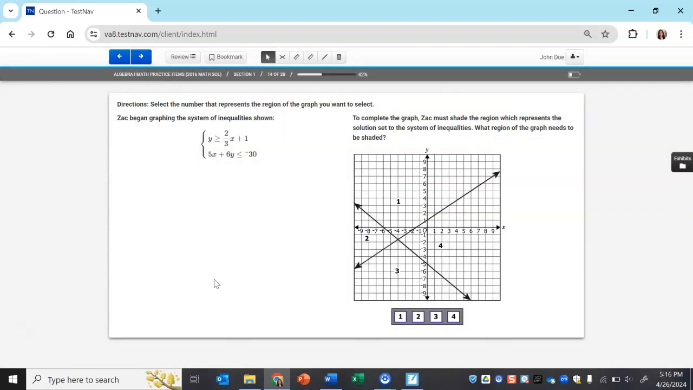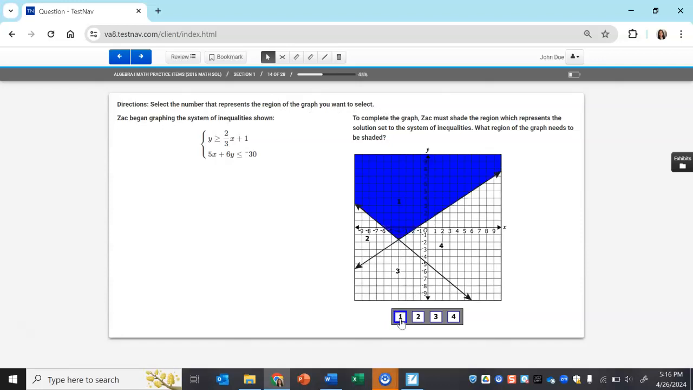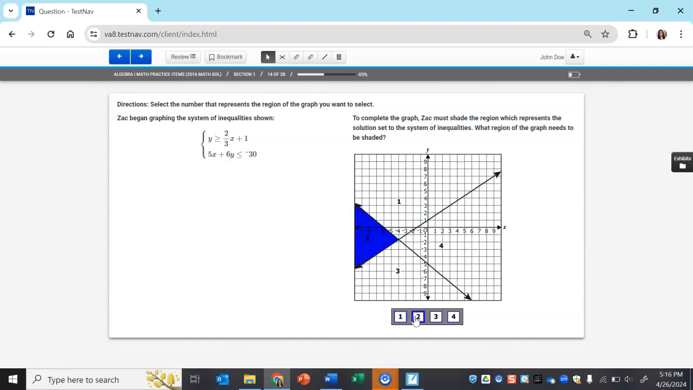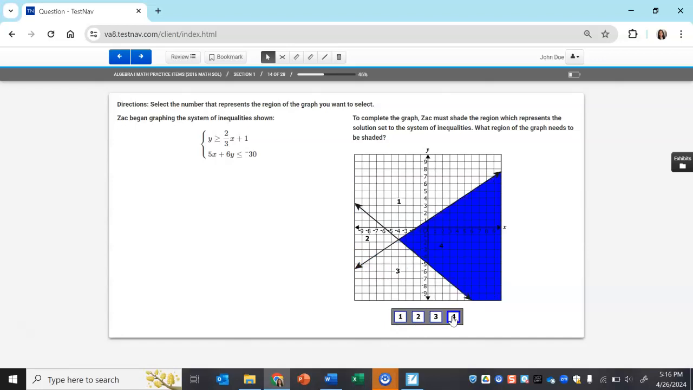Next one. Oh, this one. Okay, let's see what the directions are saying. Select the number that represents the region of the graph that you want to select. So basically, if I want to select this region, I press 1. If I want to select this region, I press 2 and 3 and then 4. So I need to select 1 for my answer.